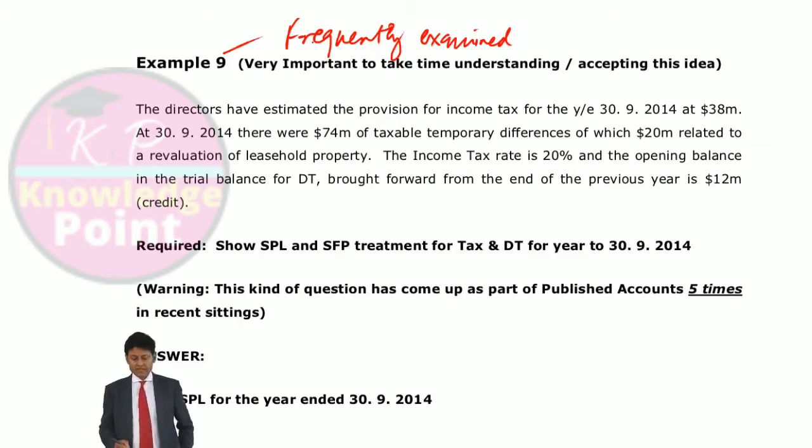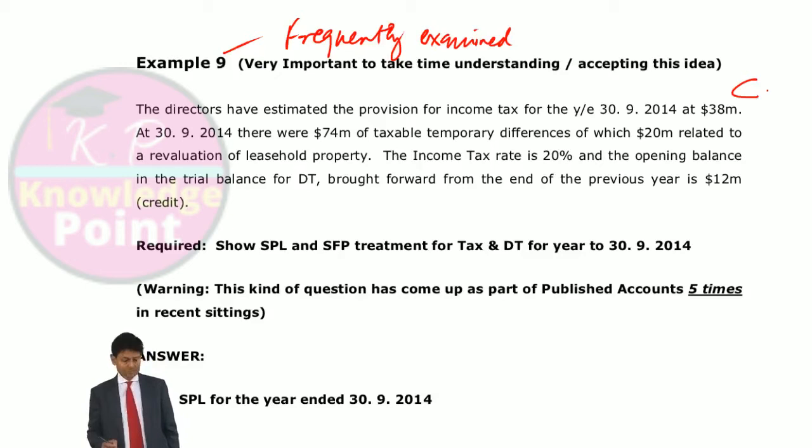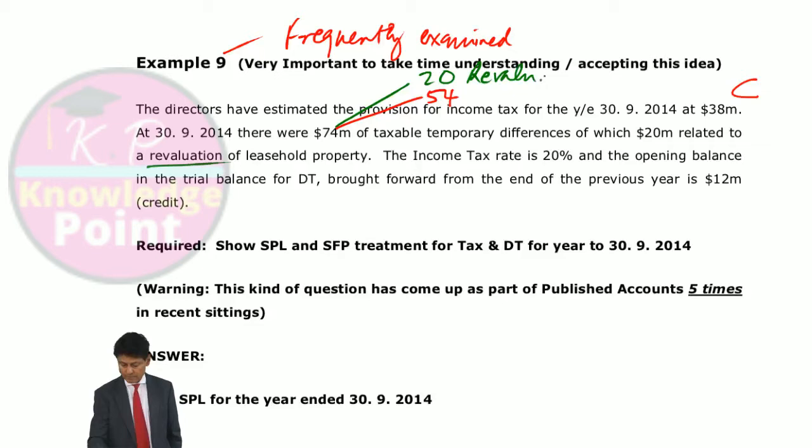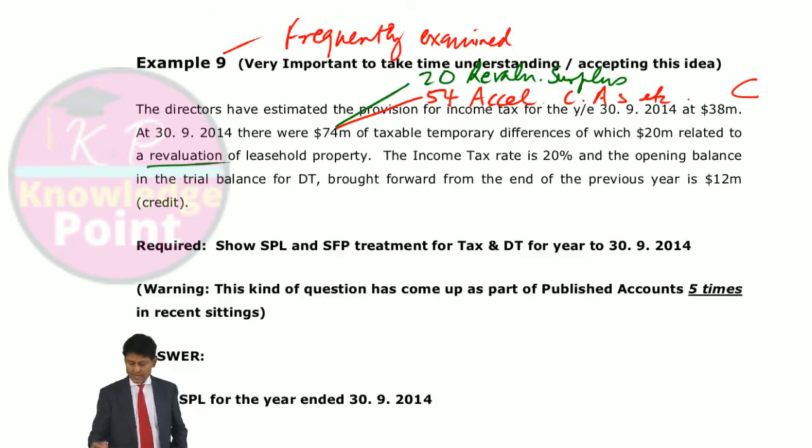The directors have estimated the provision for income tax for 2014, whenever this question came up, at 38 million. So this is your C of CUD, you see. At that date, there were 74 million of taxable temporary differences, of which 20 million related to a revaluation of leasehold property. I see. Is that a roundabout way of saying this 74 has got two branches to it, 20 and 54? Okay, so the 20 refers to the revaluation surplus, that building I was telling you about, whereas the 54 is all the other bits and pieces like accelerated capital allowances, etc. There are lots of things that can happen there. The income tax rate is 20%, and the opening balance in the trial balance of deferred tax brought forward from the end of the previous year, so it's the opening for this year, is 12 million.